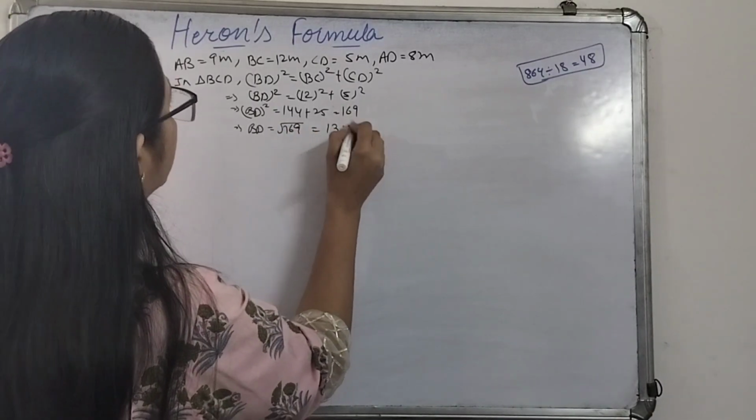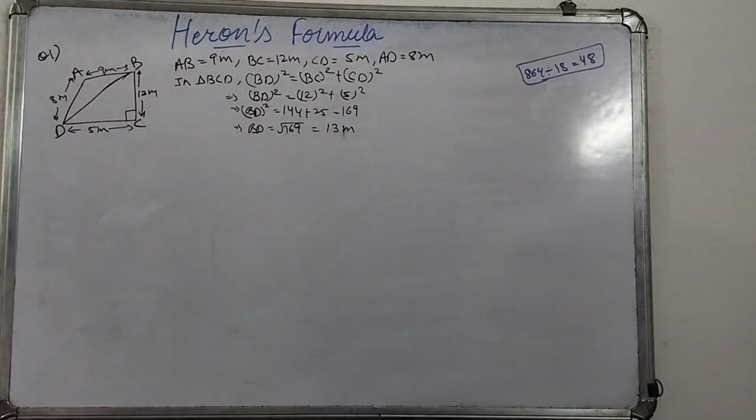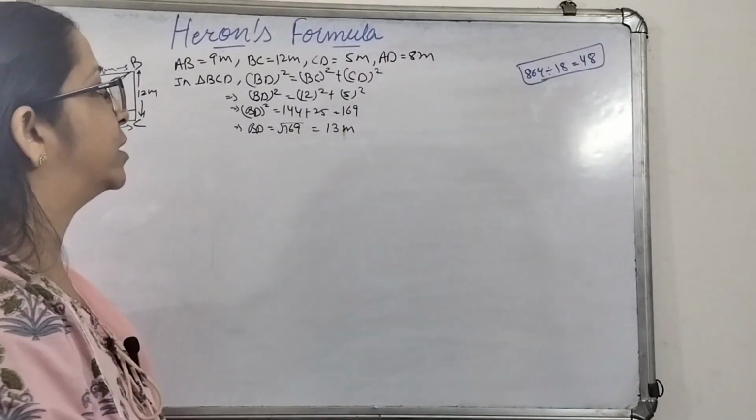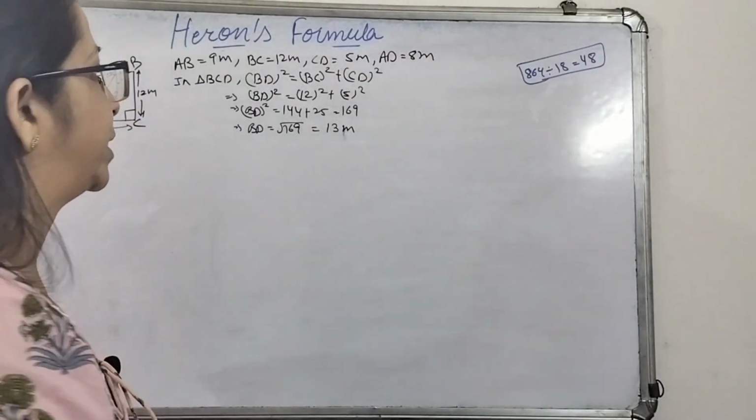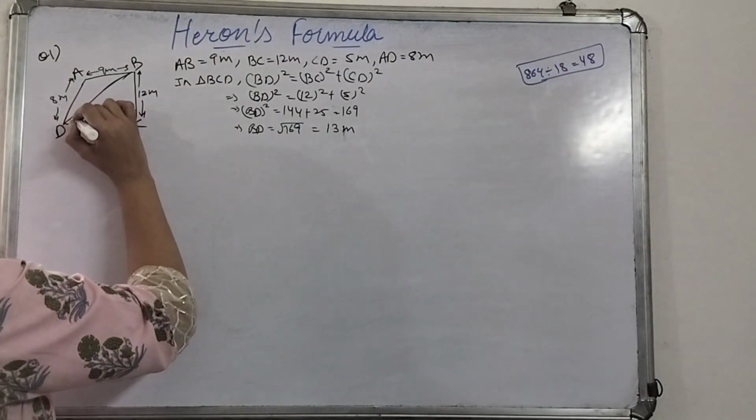All the units are in meter, so it will be in meter only. We will be ignoring negative 13 because side cannot be negative. So we will be taking BD as positive 13 meters. Now we have the value of this diagonal even.